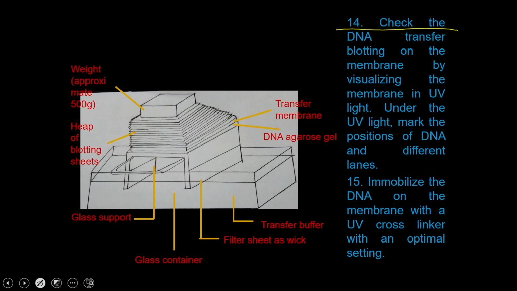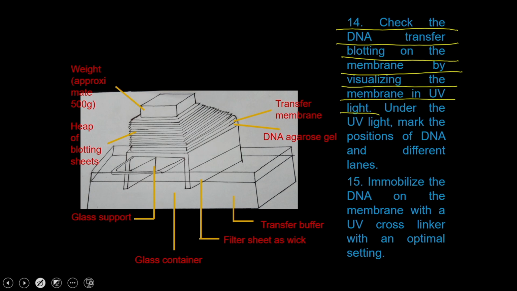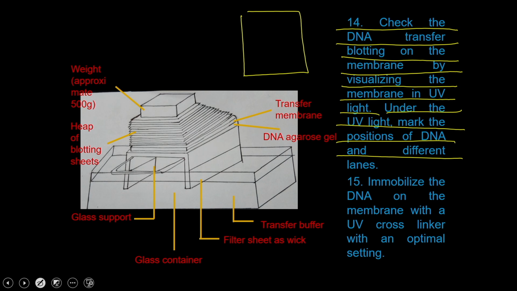And then you can check the DNA transfer blotted onto the membrane by visualizing the membrane under UV light. That is going to tell you whether the DNA has been transferred, and under the UV light you can mark the position of the DNA and the different lanes. Once you can see all the bands on your nitrocellulose membrane, only then will you be able to make out which is which lane. So you can simply write 1, 2, 3 or whatever identification you want for these lanes, and that is how you can identify each and every lane once you develop this nitrocellulose membrane.